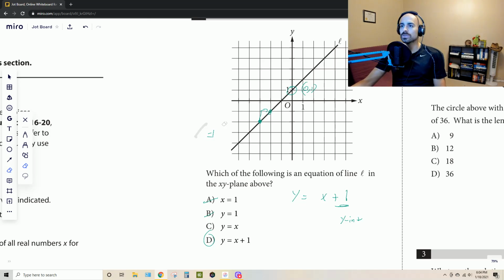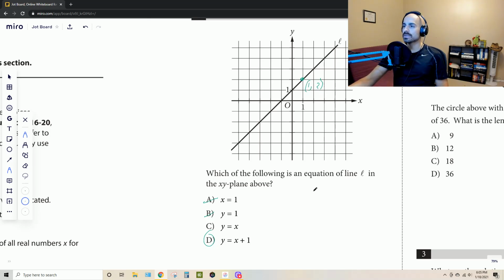Alternatively, what you can do here is you can just find a coordinate on this line and see if you input it and output it on any of these equations, you get it right. It takes longer, but I think it helps our understanding of these types of situations. So let's find an easy one here. This one here is 1, 2.